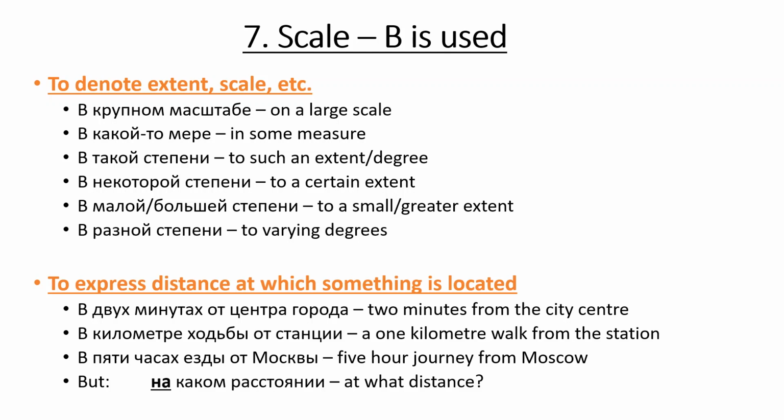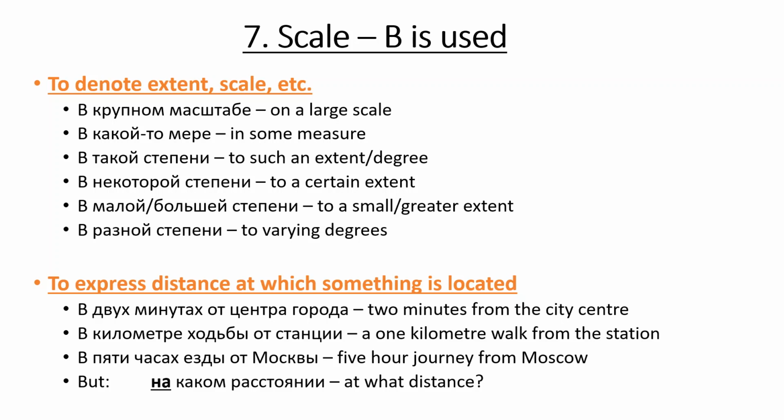The next use of the prepositional case in Russian is to denote extent or scale, and for this, в is certainly the more common preposition to use. So here we have some set phrases, в крупном масштабе, on a large scale, в какой-то мере, in some measure, в такой степени, to such an extent or to such a degree, в некоторой степени, to a certain extent, в малой or в большей степени, to a small or to a great extent, в разной степени, to varying degrees.